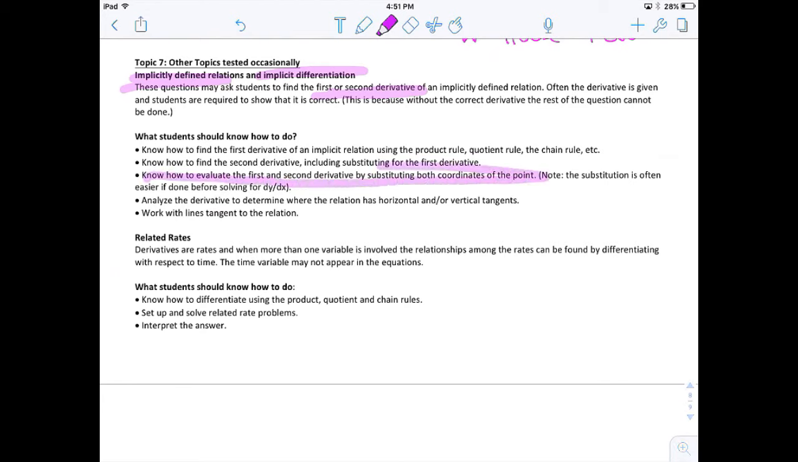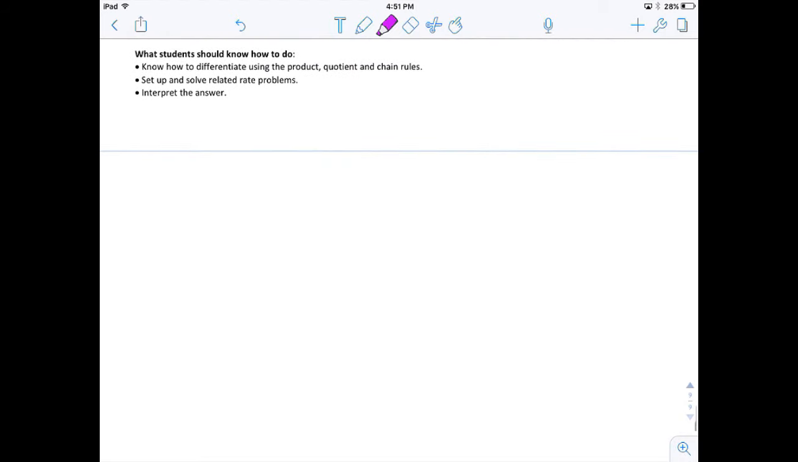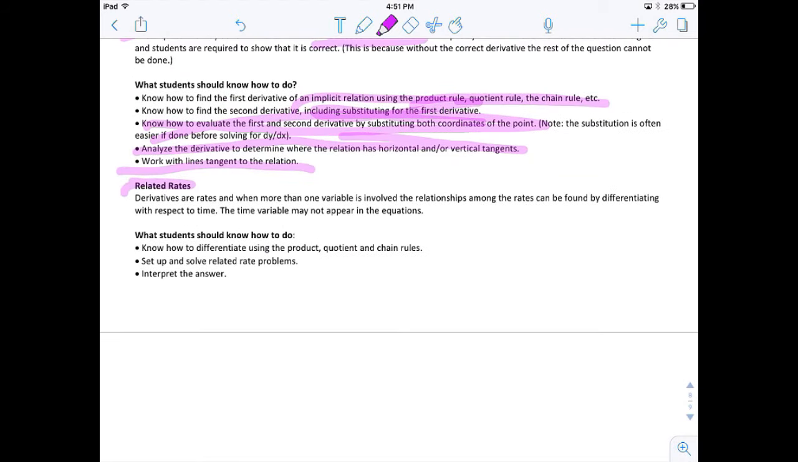Related rates, again, they don't come up on every single question, but they do come up every single year. And make sure you know how to differentiate using product, quotient, or chain, set up and solve related rates. And make sure that if you're looking at something and you feel like you don't have enough information, that you know how to simplify, right? That you know how to get something in terms of one variable. Think about a funnel question and go from there.